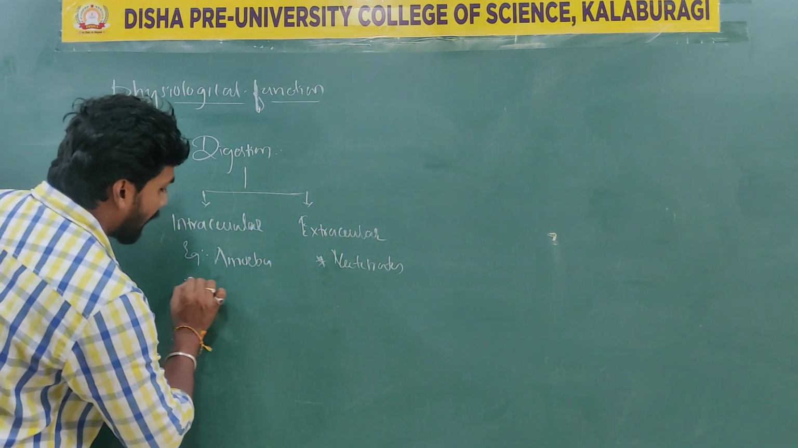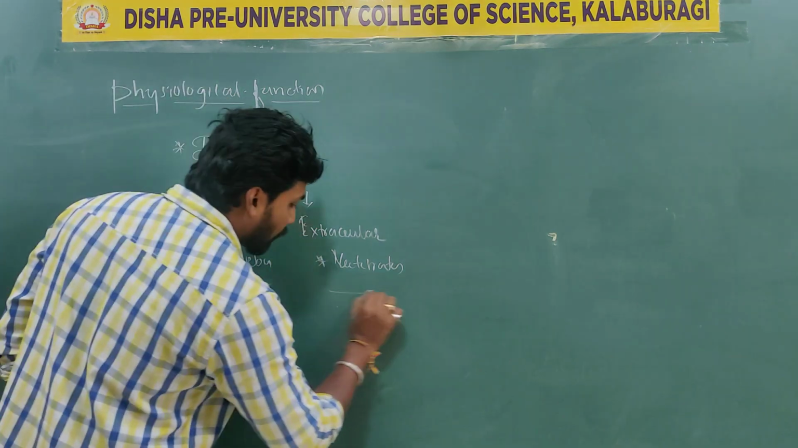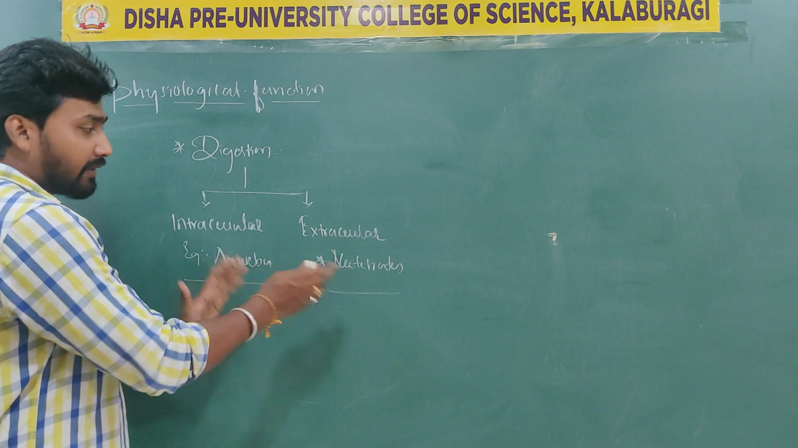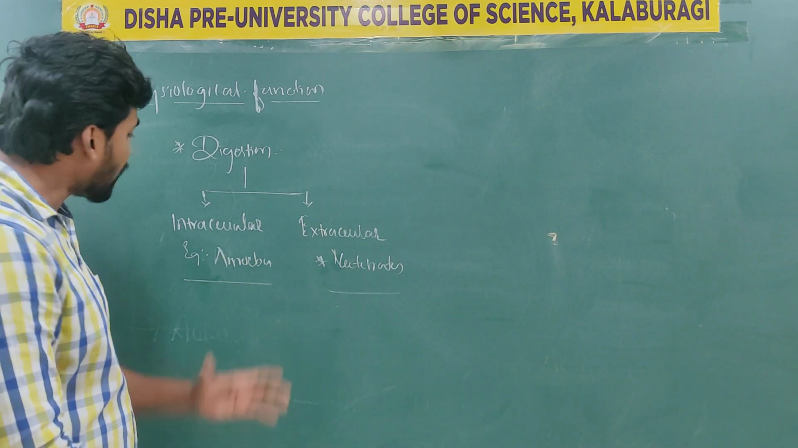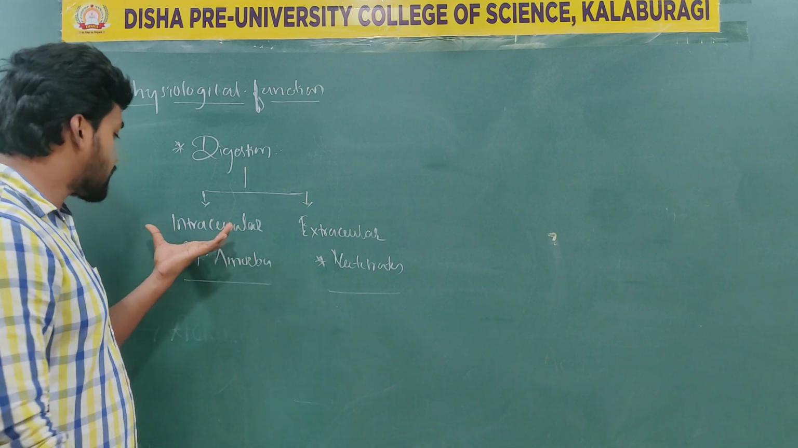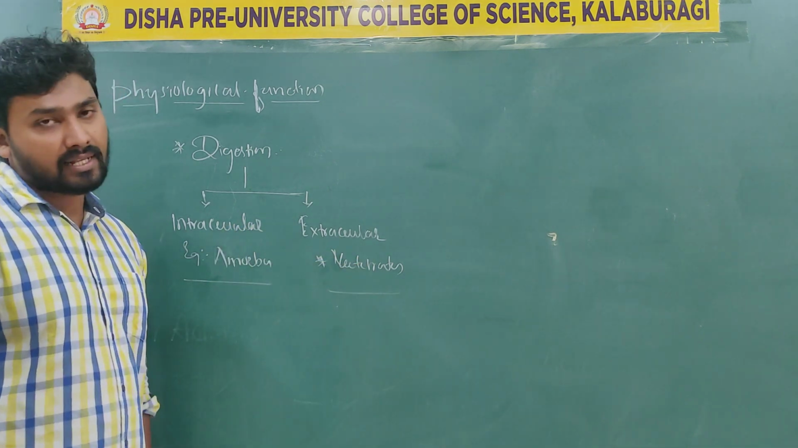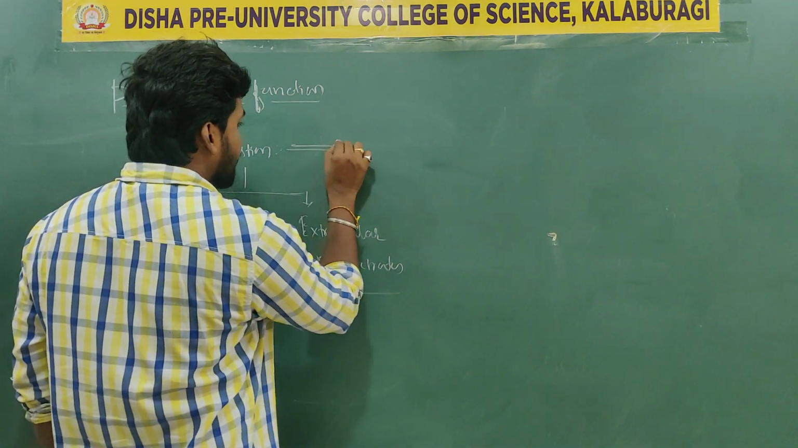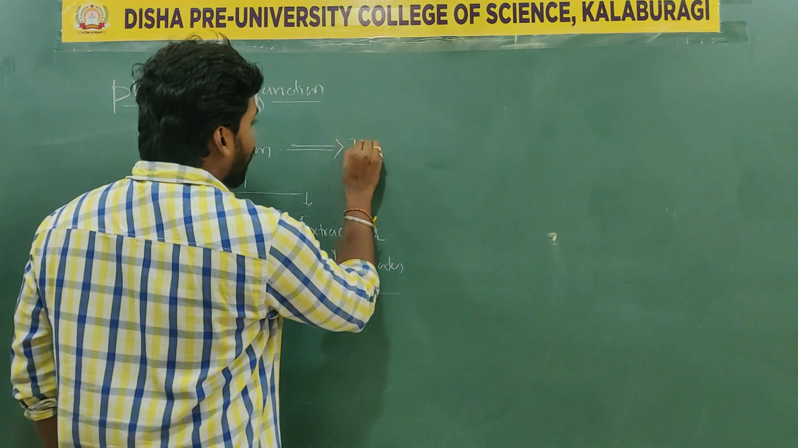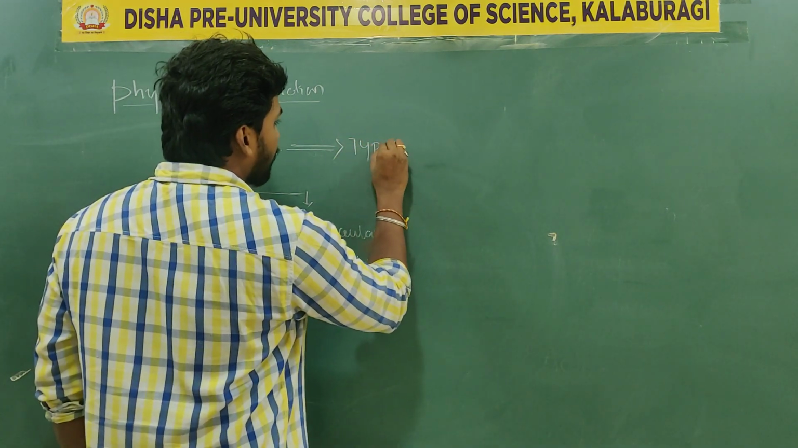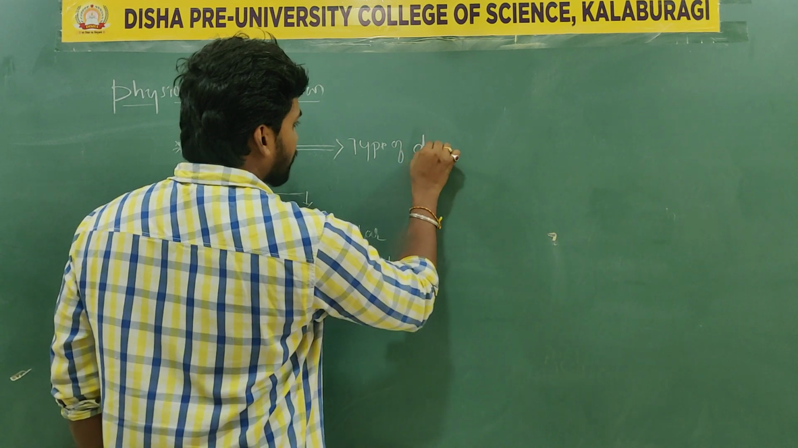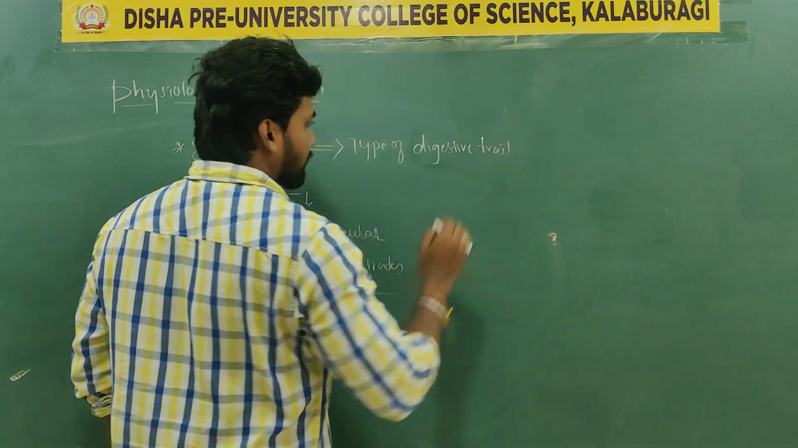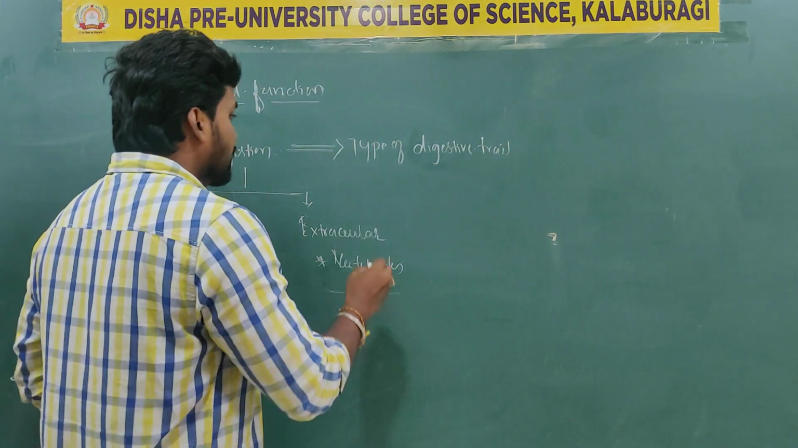Some animals have intracellular digestion, some animals possess extracellular digestion. On the mode of digestion, what kind of digestion they are showing, they have been categorized as intracellular as well as extracellular digestion. And animals are also classified on the basis of the type of digestive tract. What kind of digestive tract they are having?